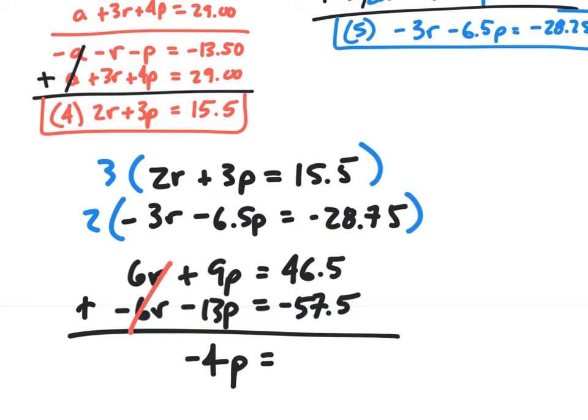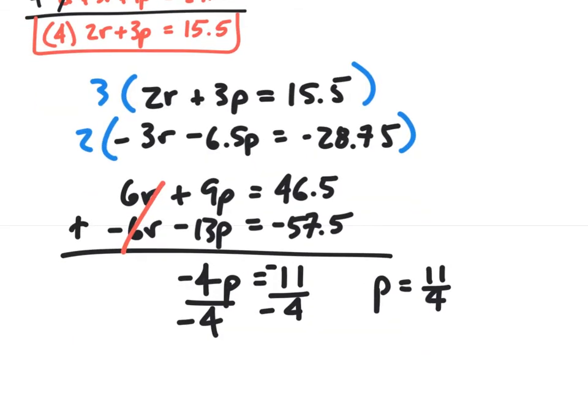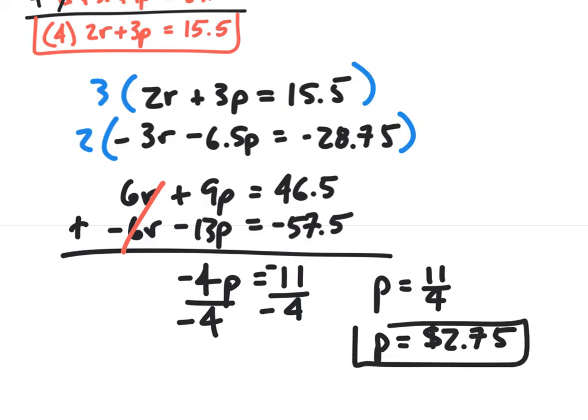And then I'm just going to get negative 11 here. Okay, so if I divide by negative 4 and divide by negative 4, then P is going to equal 11 fourths. Now, 11 fourths is $2.75. So P is equal to $2.75.